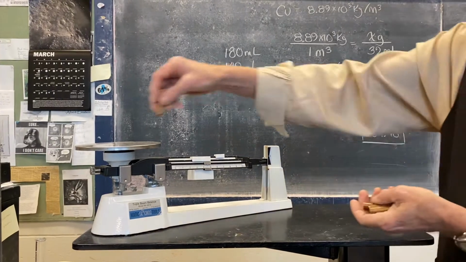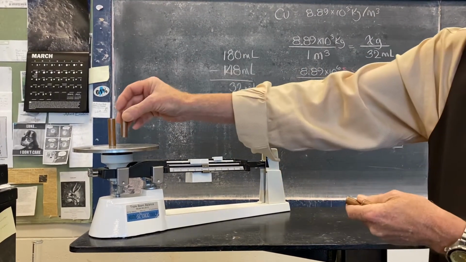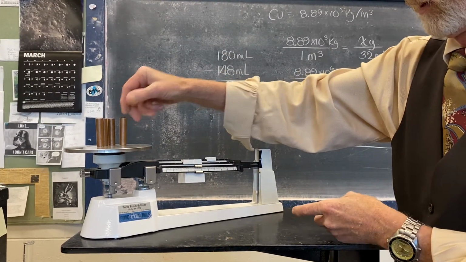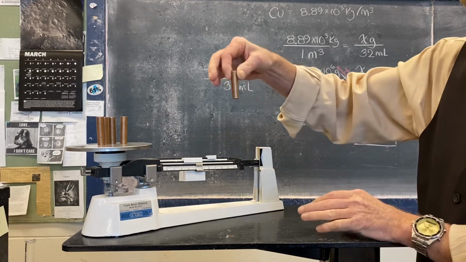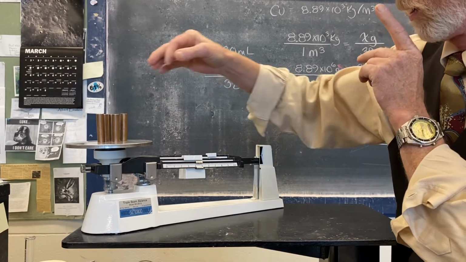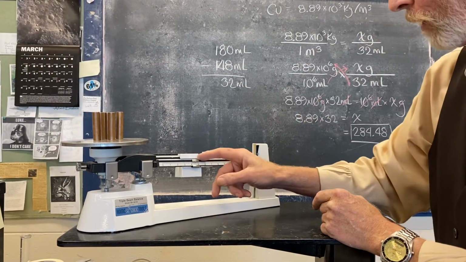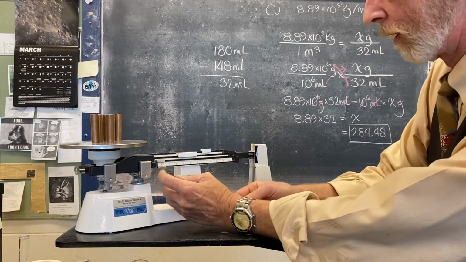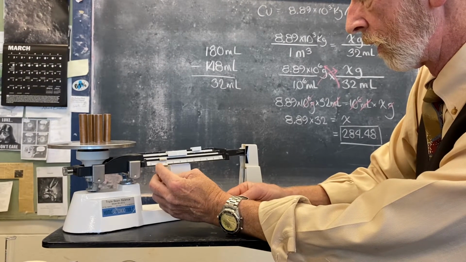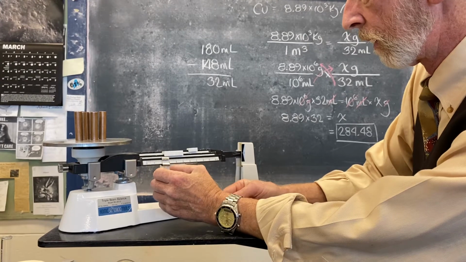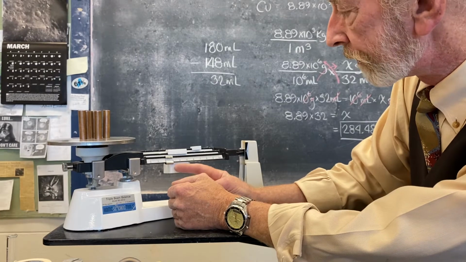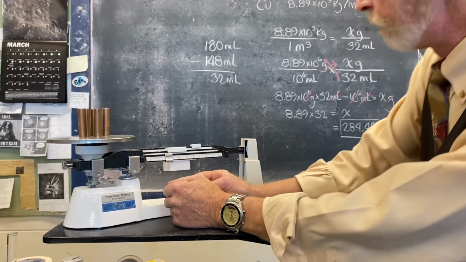So, 1, 2, 3, 4. Here comes number 5. I always get nervous here. I feel like I ought to be betting beers or something. Not quite. So let's see how close we are. Oh, not that far off. So I'm showing 282.5.